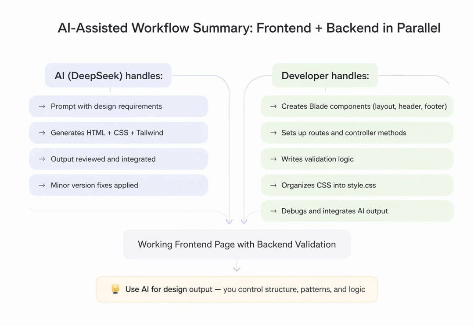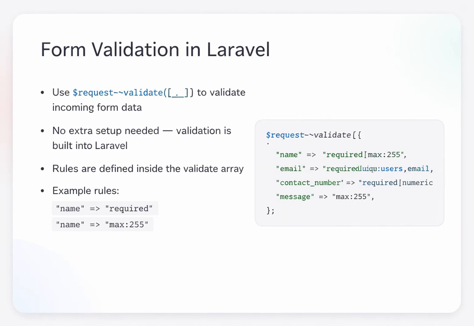The key philosophy here is that AI handles the tedious design generation, but you, the developer, remain in control of the architecture, the patterns, and the logic. You're not just accepting whatever the AI gives you, you're guiding it with specific instructions and then organizing its output into a well-structured codebase. Let's talk about form validation in Laravel.